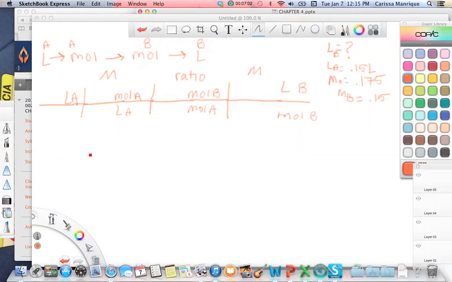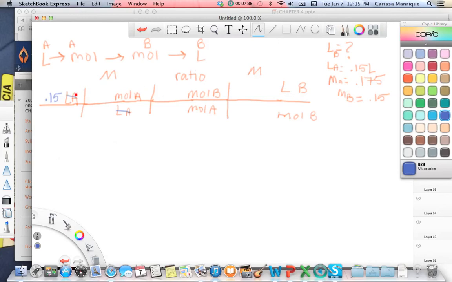Okay, let's start it out, and let's put our numbers in. Let me use blue, I guess. So what is our liters of A? Liters of A, we put over here is 0.15. Okay, and that's going to cancel out with liters of A. What is our molarity? What is our moles per liter? And that is of A. So molarity of A is 0.175.